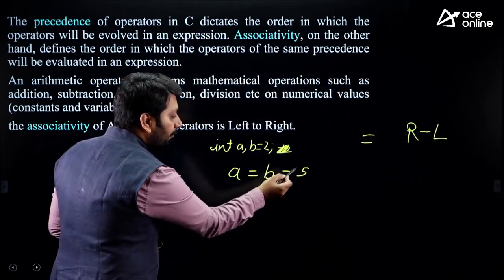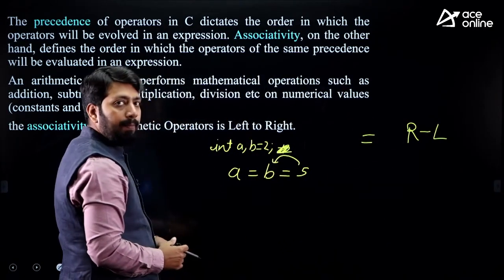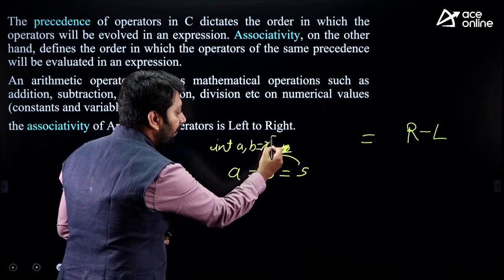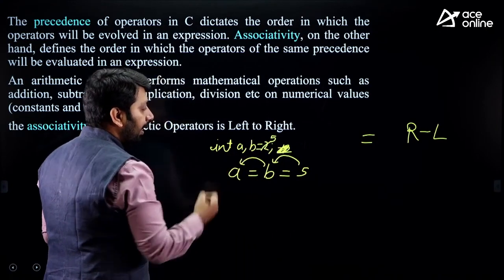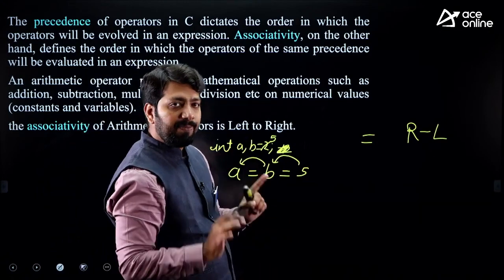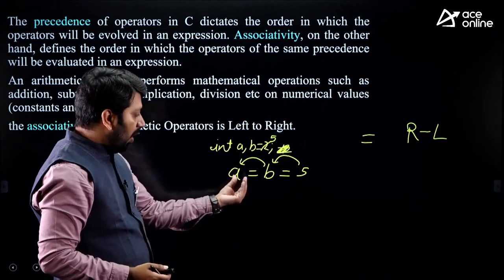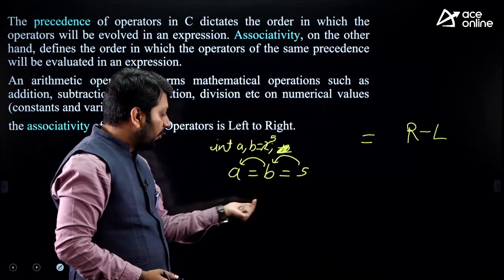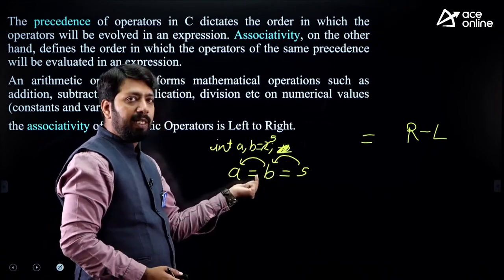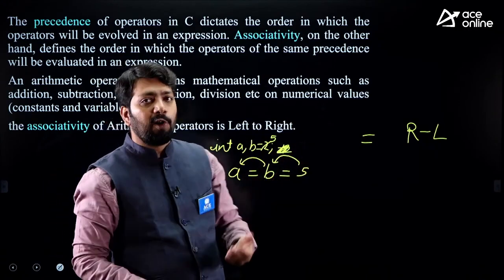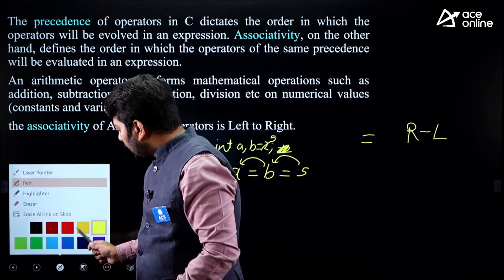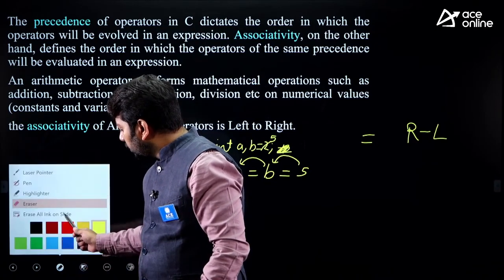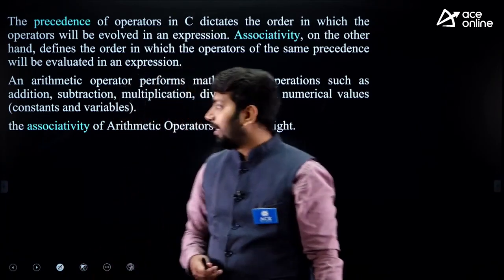Fine. So that means first the value 5 will go into B. Is it right? Yes or no? So first B will become 5 and after that the value of B will go in A. That means A and B both will become 5. If we solve it from left to right, what will happen? The current value of B, which was 2 initially, will go in A, then 5 will go in B. But it doesn't happen in C language. We follow right to left in assignment operators, whereas in arithmetic operators and binary bitwise operators, what do we use? We use left to right.